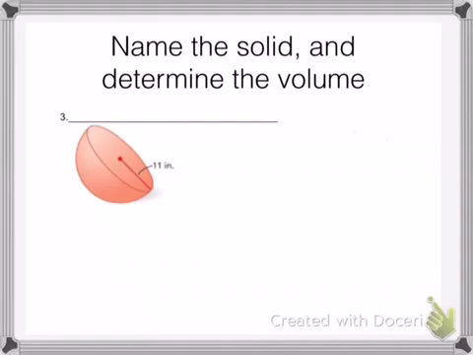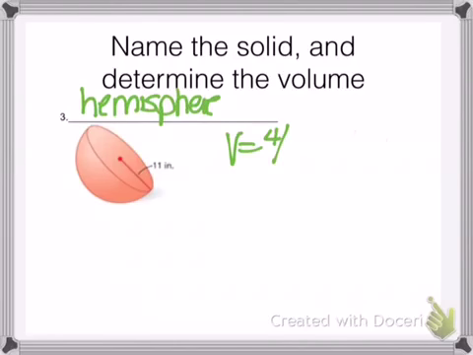Next example. Determine the solid, name the solid and determine the volume. This is a hemisphere because it is half of a sphere. So the formula for a hemisphere is 4/3 pi r to the third power. That's the volume formula for a sphere. And so a hemisphere is half of that, so I need to divide by 2.